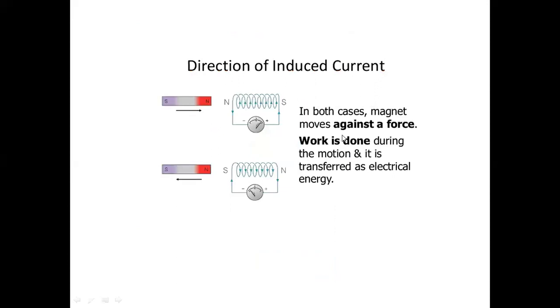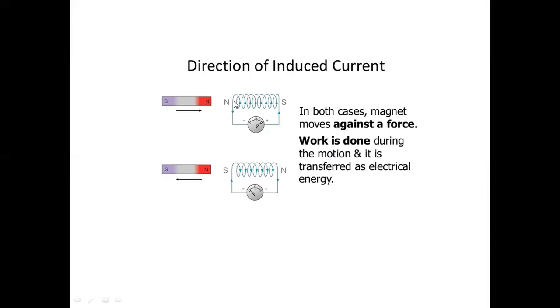So in both cases, the magnet moves against a force. A force will be acting on the magnet, either a repelling force or an attracting force. The force may be attracting or repelling, depending on the direction of motion of the magnet and the type of the pole.